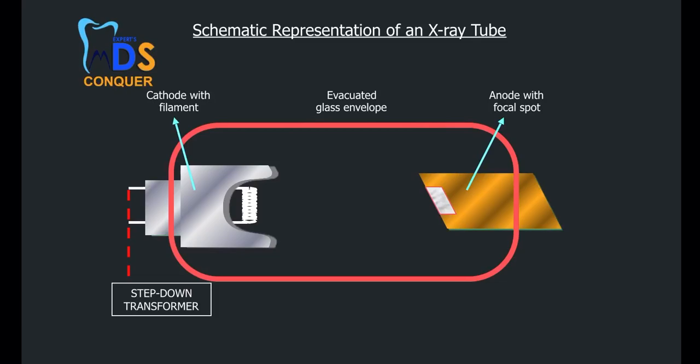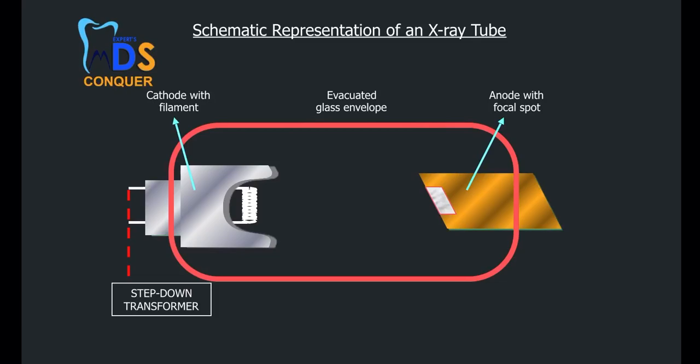Also, 1% of thorium is added in order to increase the release of electrons when the tungsten filament is heated. So the filament is made up of tungsten, and 1% of thorium is added in order to increase the release of electrons whenever it is heated. This is regarding the filament.